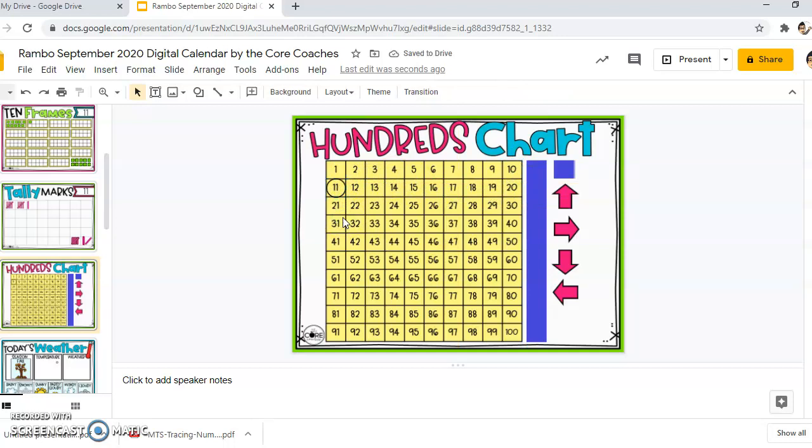Now, are the numbers getting smaller or bigger? You're right, they're still getting bigger, because even though we're on the left, we went down. So as we move down, we get bigger. As we move over to the right, our numbers get bigger. So what number is it today? 11.